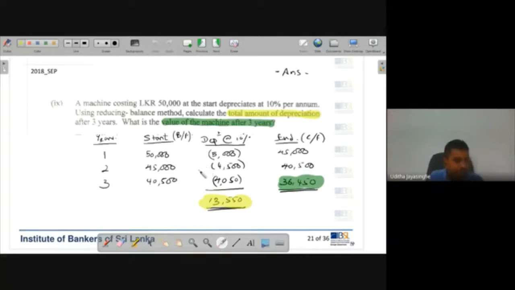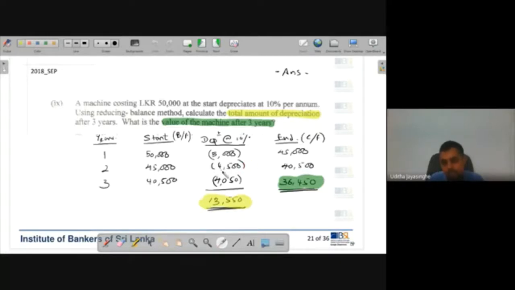Okay, so that value is going to be your beginning value, 45,000. Then what is going to happen? Similarly, another 10%. You charge 10% out of 45,000. That is going to be, sorry, 4,500 for the second year. You take this out from your beginning value.